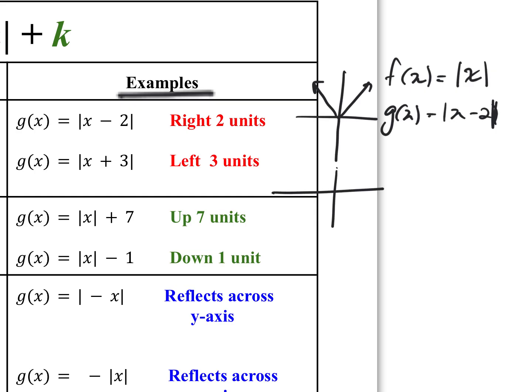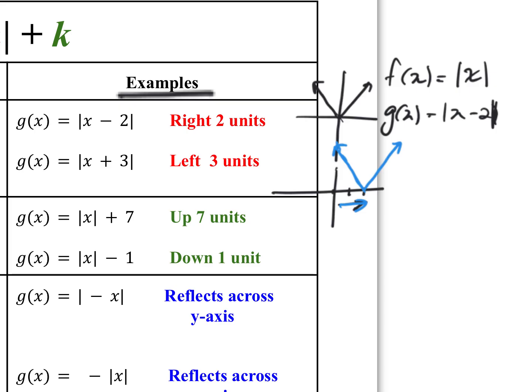Okay, here, let me write it from here. So from here, it's going to move 2 units from the center going to the right side of your graph. So it's going to have the same shape like this, but the location is now moved from 0 to 2. Okay, so that's what you call right 2 units.